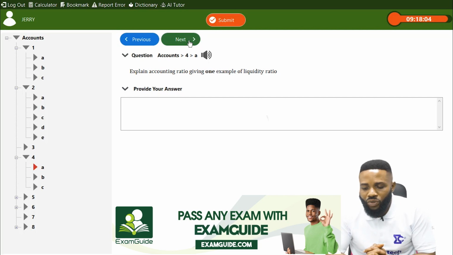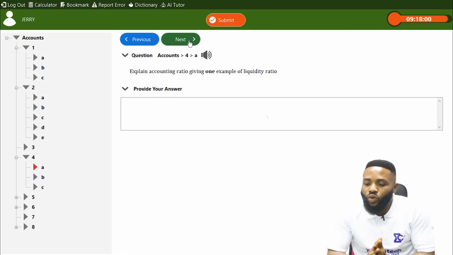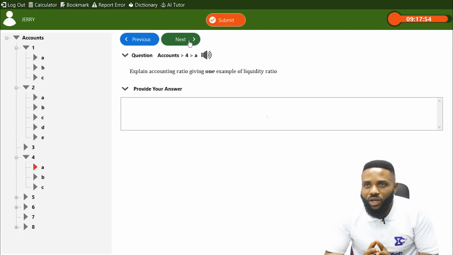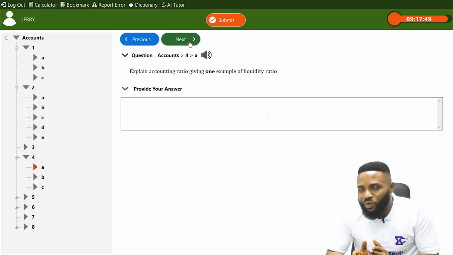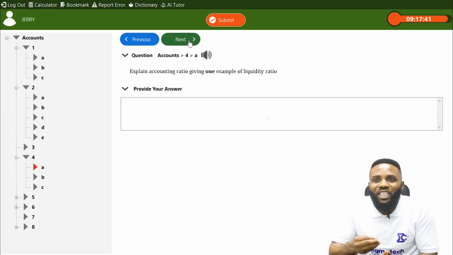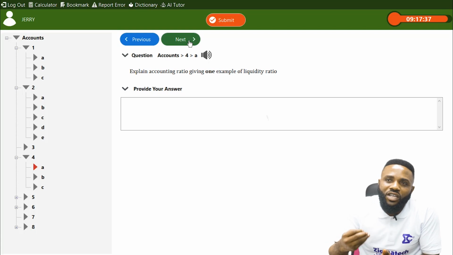What is accounting ratio? Accounting ratio is simply a quantitative relationship between two or more figures from financial statements. Ratios express the relationship between values on the financial statement. That's what ratio is all about. So they say you should explain ratio, giving one example of liquidity ratio.